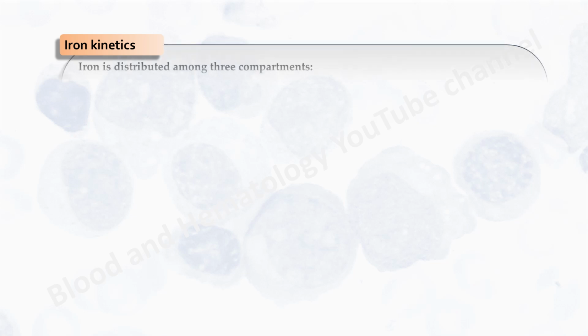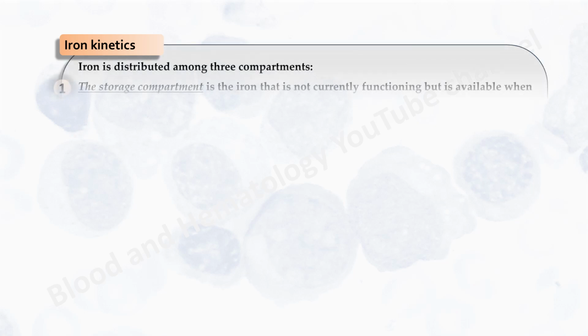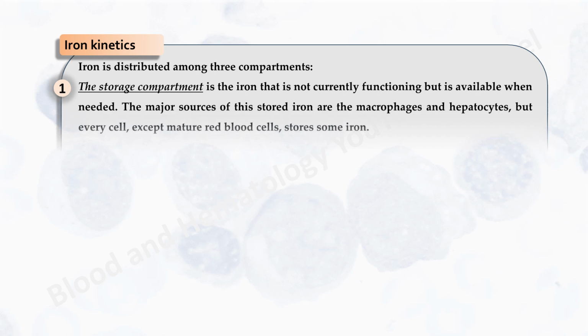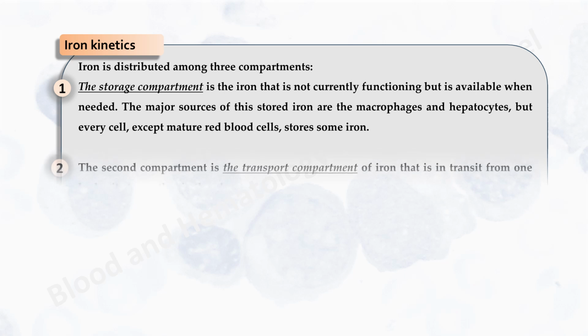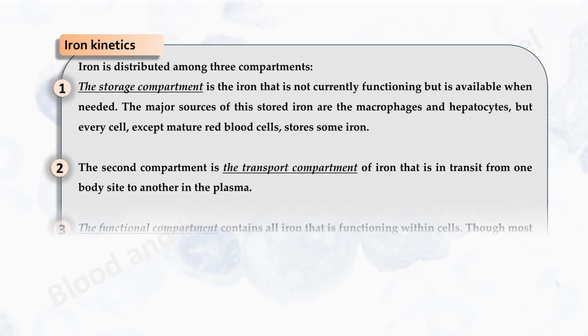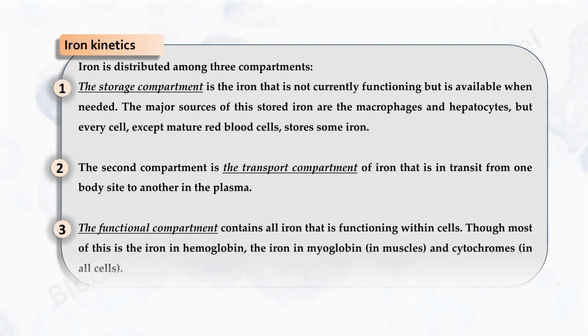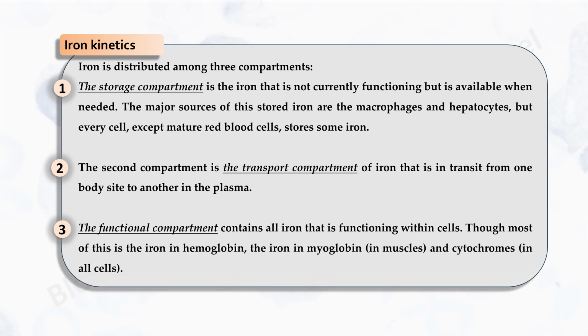Iron is distributed among three compartments. The storage compartment is the iron that is not currently functioning but is available when needed. The major sources of this stored iron are the macrophages and hepatocytes, but every cell, except mature red blood cells, stores some iron. The second compartment is the transport compartment of iron, that is in transit from one body site to another in the plasma. The functional compartment contains all iron that is functioning within cells. Most of this is the iron in hemoglobin, but it also includes the iron in myoglobin and cytochromes.